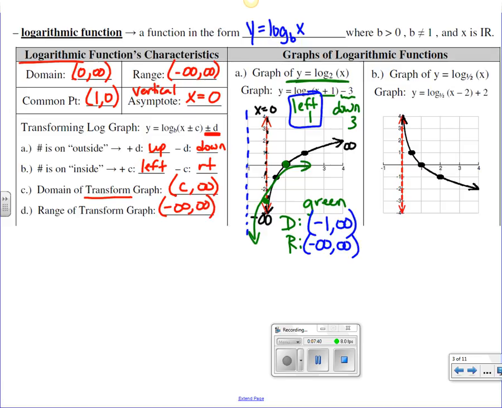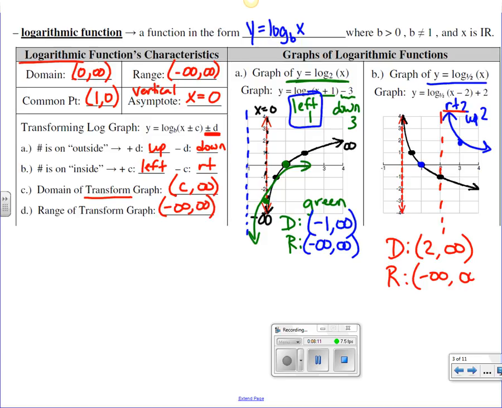Okay, let's go over here to this one. They've already graphed this top one, and now we have to move it right 2 and up 2. So start at your point 1, 0, and go right 2 and up 2, and draw a new function. Your asymptote will have shifted right 2, and so your domain is positive 2 to infinity, and your range stays the same, negative infinity to infinity.